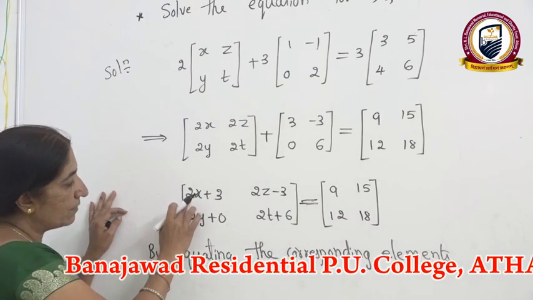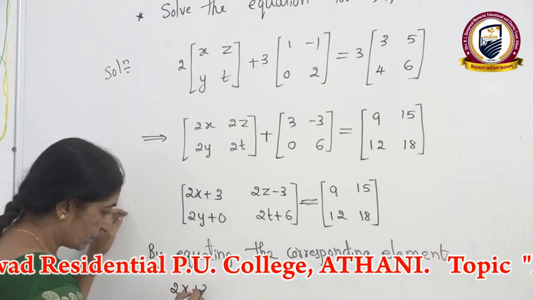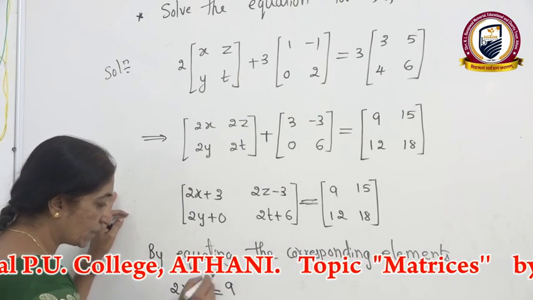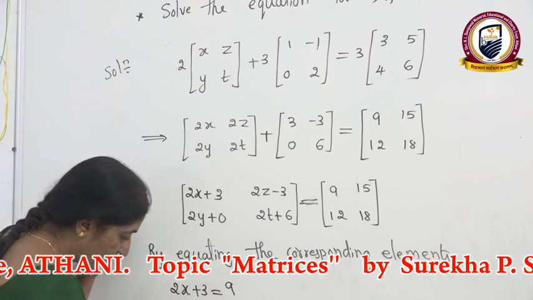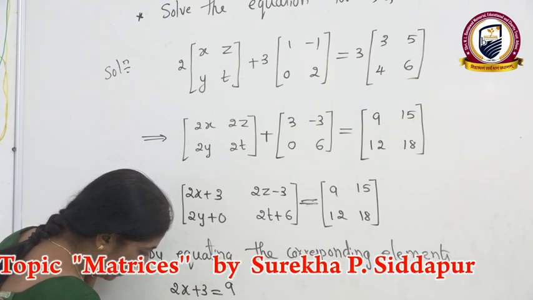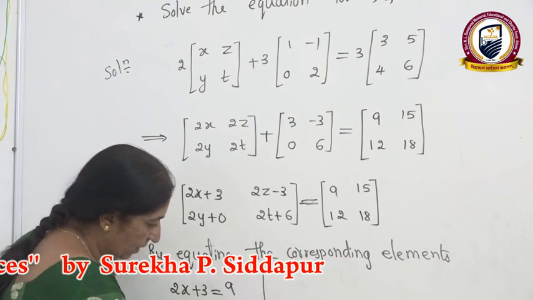See, what is the first element? 2x plus 3. On the right side, 9. Equal to 9. Take 3 to that side. So what is it? 2x is equal to 6. x will be 3. Coming to the next one.